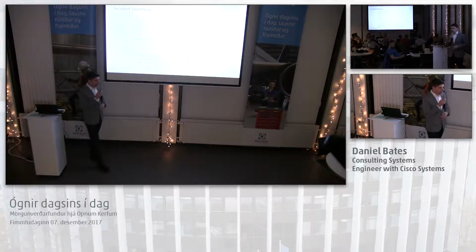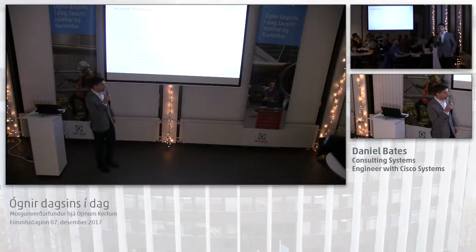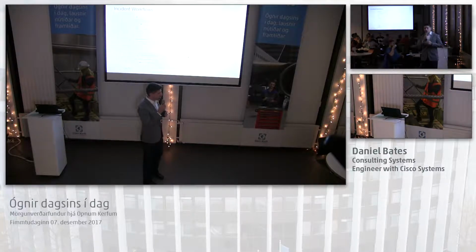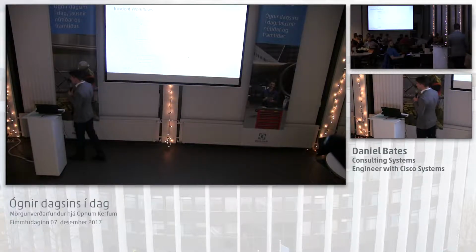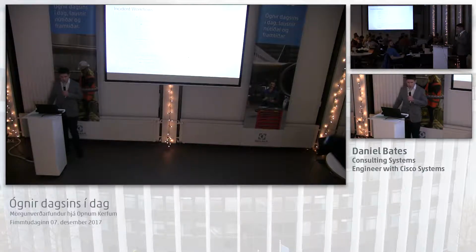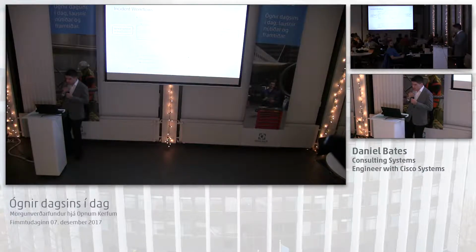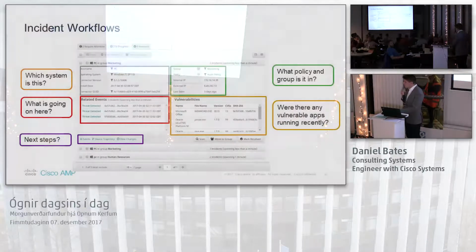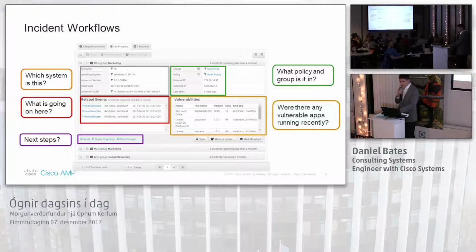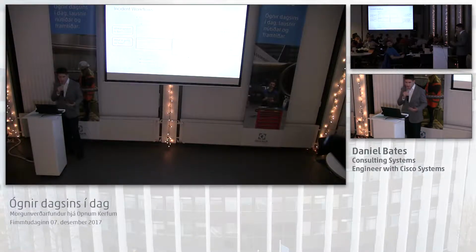Some other things within the AMP for Endpoints console. This is a bit of an eye chart, I apologize. Incident workflows. If you don't have a workflow in place, the kind of information you're going to look for is going to take a lot of digging to get. So things like, what system is this that we're looking at? What policy is being applied to it? What group is it in? What's going on within this system? What are some possible vulnerabilities that might be present in this system? The inbox feature is something that we have that will give that information to us. And then, of course, what are the next steps?